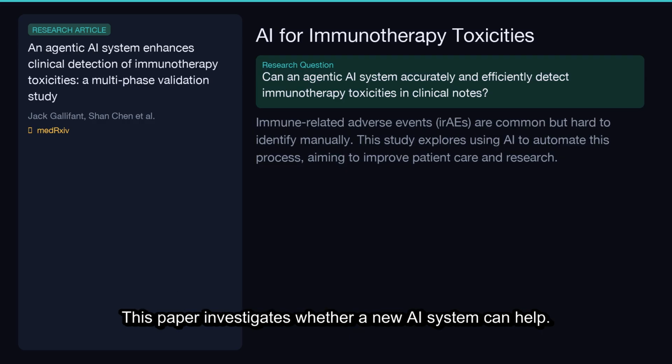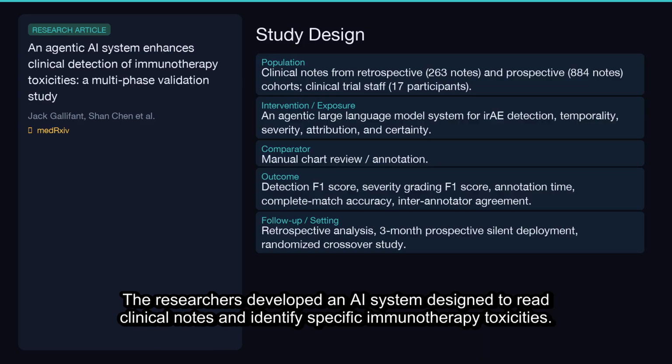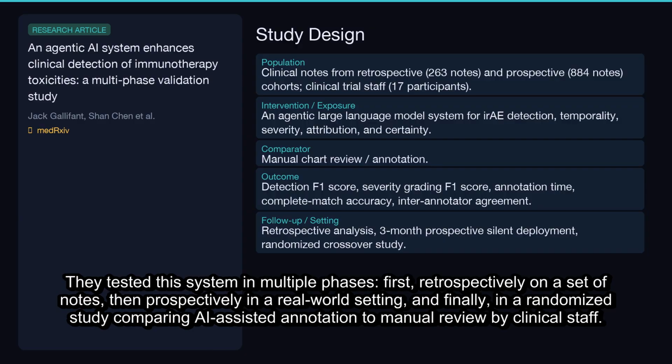This paper investigates whether a new AI system can help. The researchers developed an AI system designed to read clinical notes and identify specific immunotherapy toxicities. They tested this system in multiple phases. First, retrospectively on a set of notes, then prospectively in a real-world setting, and finally, in a randomized study comparing AI-assisted annotation to manual review by clinical staff.